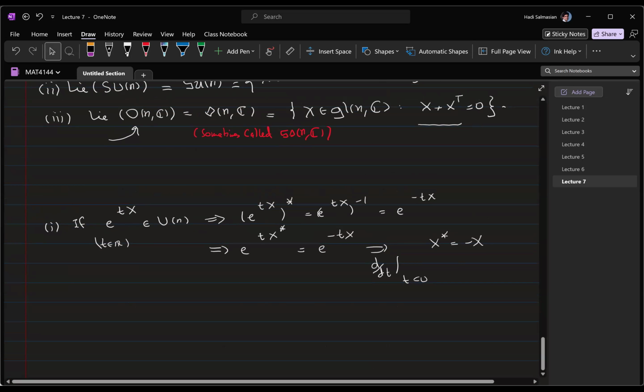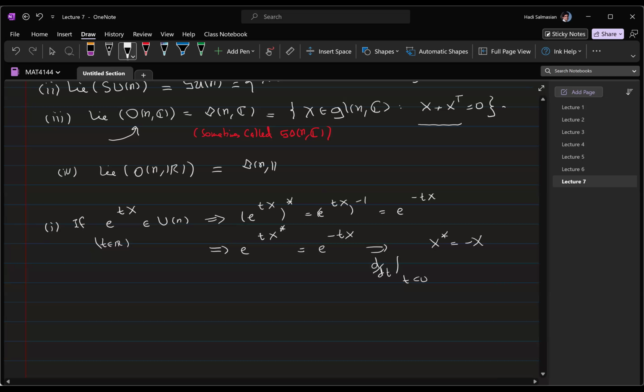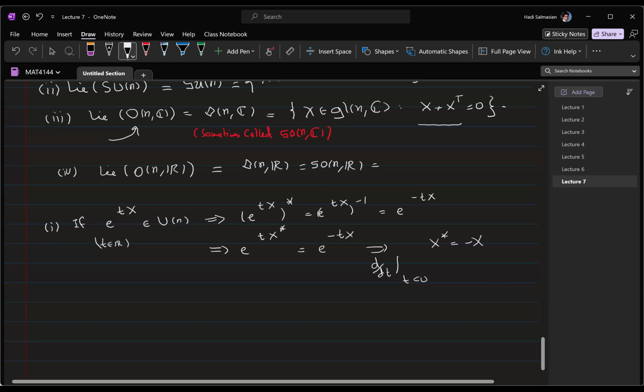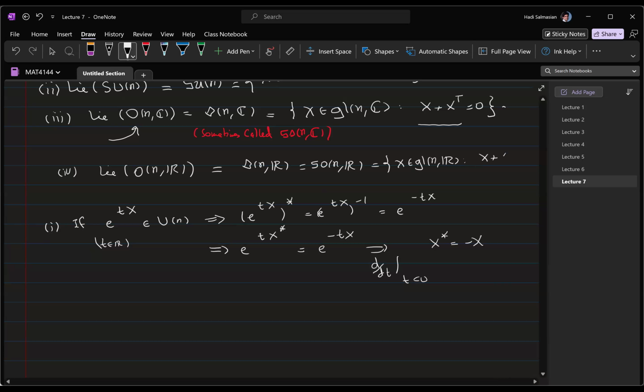Now, maybe I should finish this. The last part would be ONR. The Lie algebra of ONR, the n by n orthogonal group, is just ONR, which is the same thing as SONR, which is the set of all elements of GLNR with X plus X transpose equal to 0. There is no trace condition.